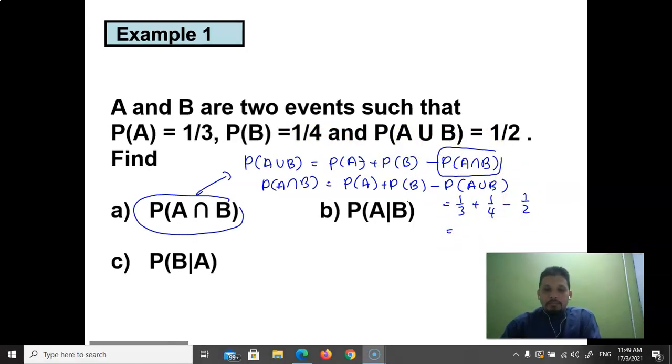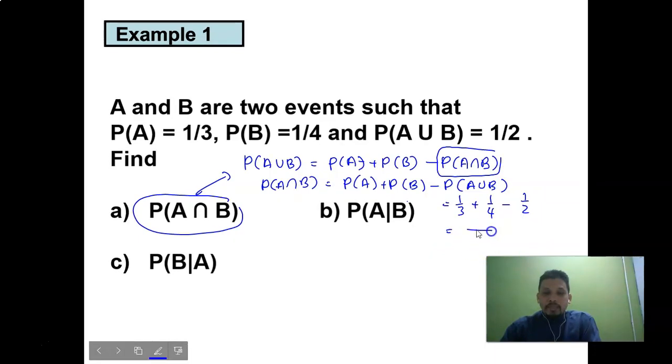So then, make it all equal to 12. So 3 times 4 equal to 12. So 1 times 4, and this is 4 times 3 and 2 times 6. So 4 plus 3 equal to 7. Minus 6 is 1 over 12.